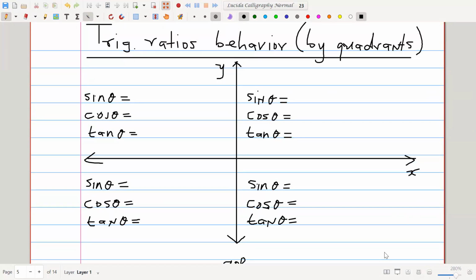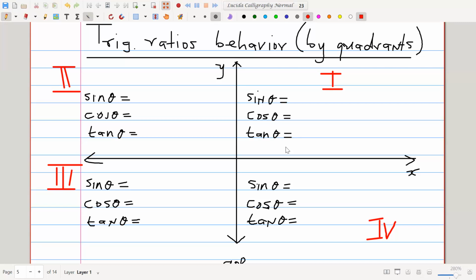So of course, we have our first quadrant here. I'll just put I, indicating the quadrant is the first one. And then the second one will be that, the third one will be that, and lastly, the fourth one is that. But in your first quadrant, you want to see how sine behaves, and how cosine and tangent behave.